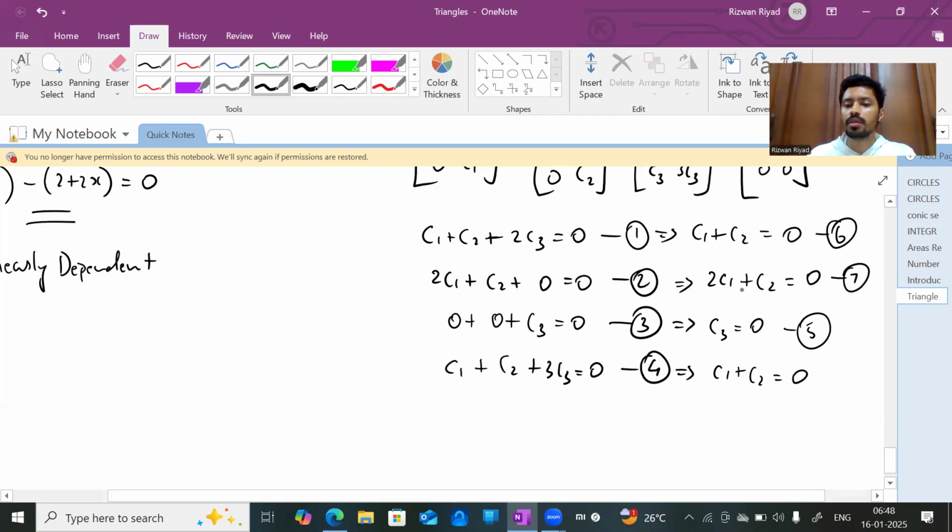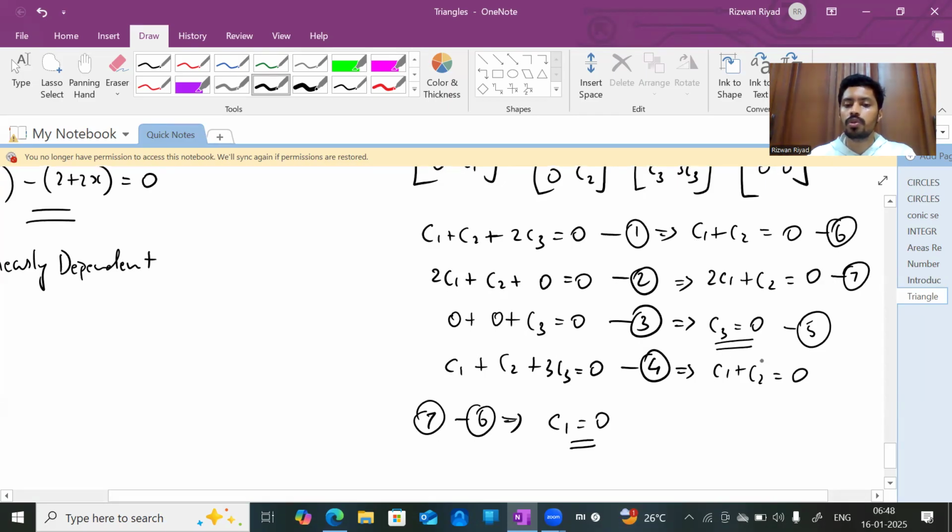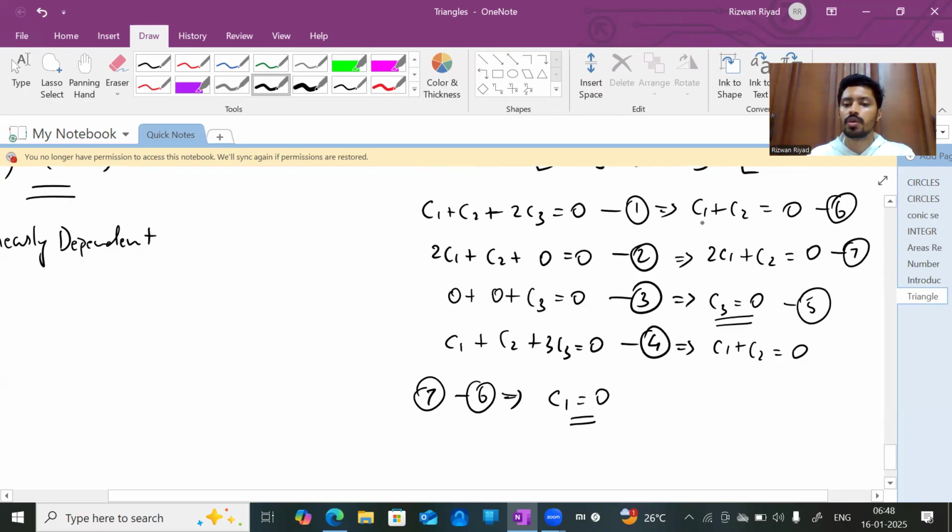Next, let's do equation 7 minus equation 6. C2 and minus C2 get cancelled, and 2C1 minus C1 becomes C1. So C1 equals 0 minus 0, which is 0. So C1 is also equal to 0, and C3 we already got as 0. Now if you put this value of C1 in equation 6, then 0 plus C2 equal to 0, so C2 is also equal to 0.